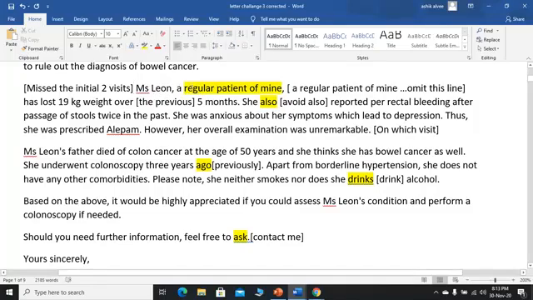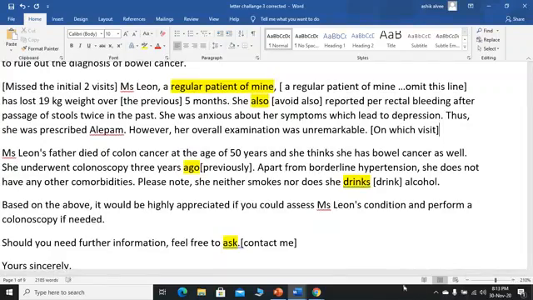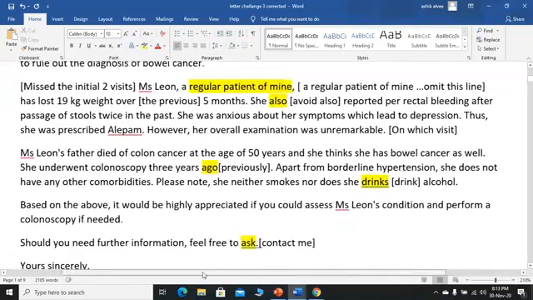Now, is Leon a regular patient of mine? There are 2 things wrong with this line. First of all, you cannot use the word patient anywhere in the letter. And second of all, this line is not needed. It's unnecessary because in the letter you only write the most clinical things. Everything else you don't need to mention.